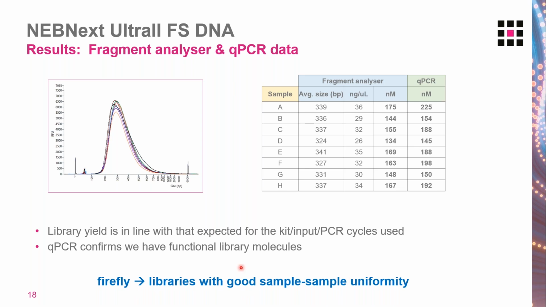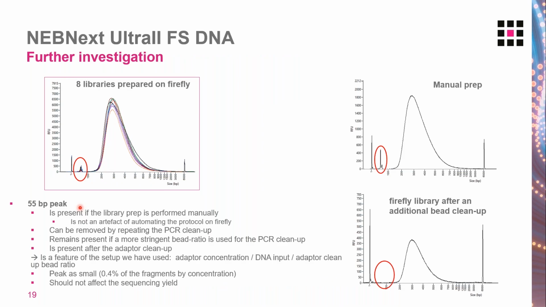So for me, I could not help but notice a small peak here. I was hoping for just the main library peak to be shown in this trace, but we got a small peak at 55 base pairs. So I had to look at this closer. It intrigued me. So I looked at a manual prep as well.